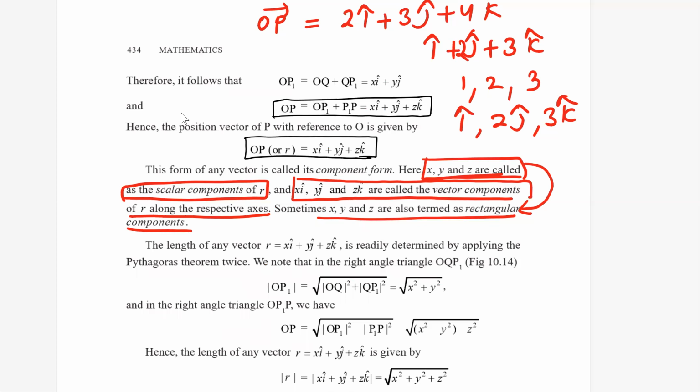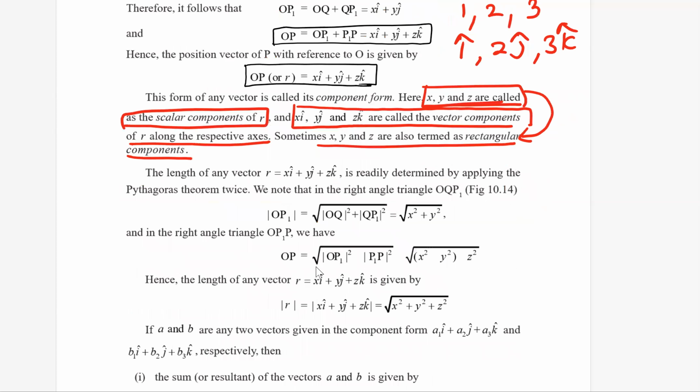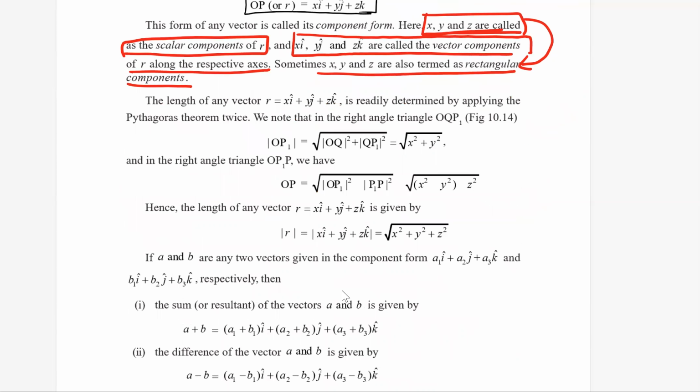Now, the length of the vector: suppose a vector r is xi plus yj plus zk, then the length of the vector is given by modulus of r, which is equal to under root of x square plus y square plus z square.